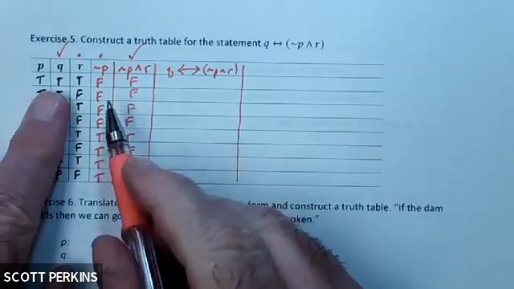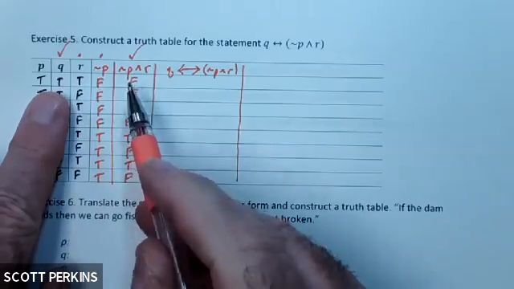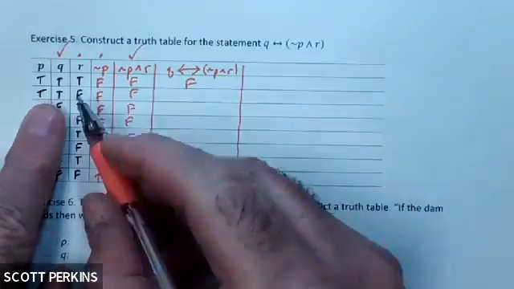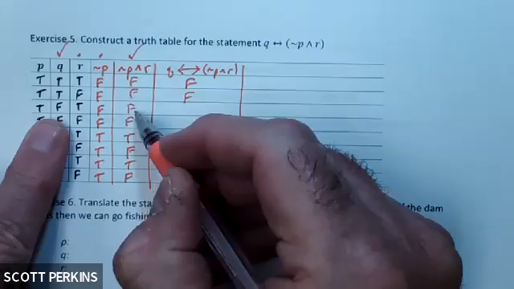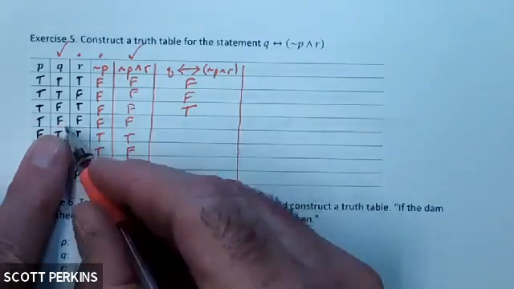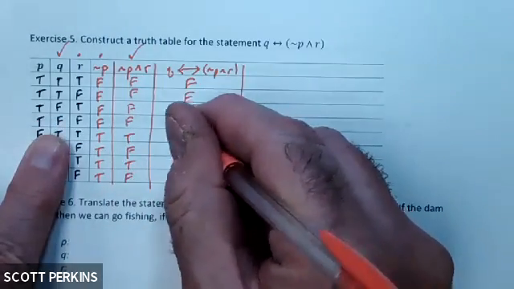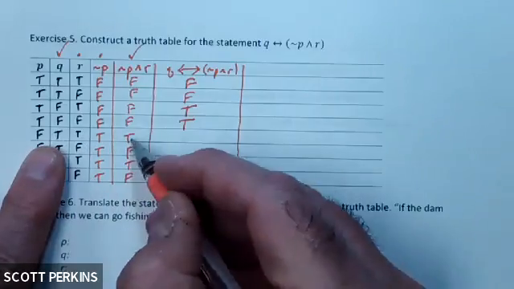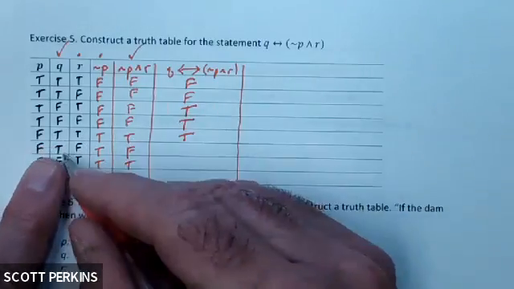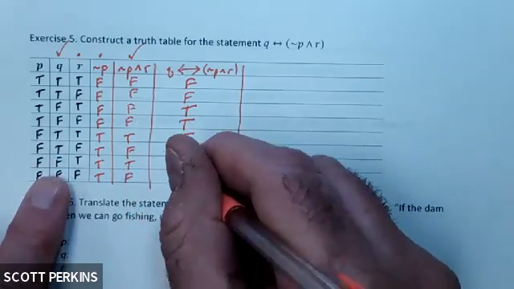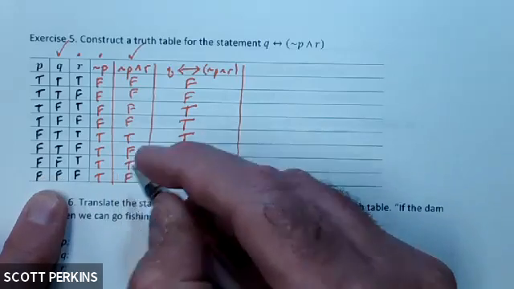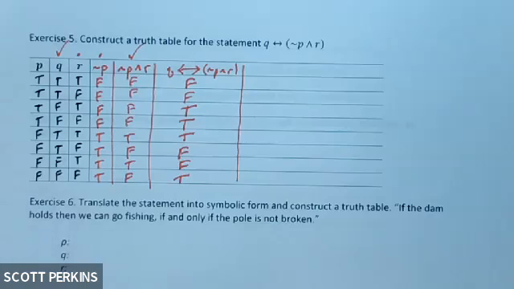So here we go. I've got true if and only if false. Not the same. True if and only if false. Not the same. False if and only if false, both the same. False if and only if false, same. True if and only if true. True if and only if false, those are not the same. False if and only if true, not the same. And then false if and only if false, those are the same. So there we go. Seem reasonable?